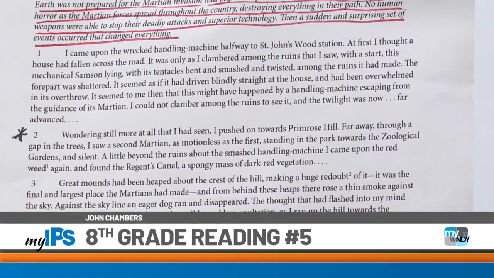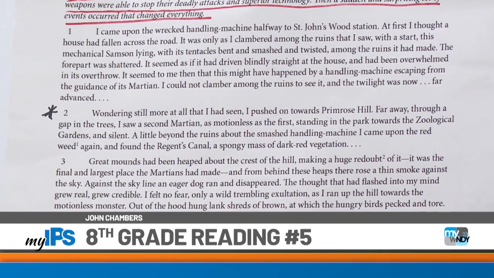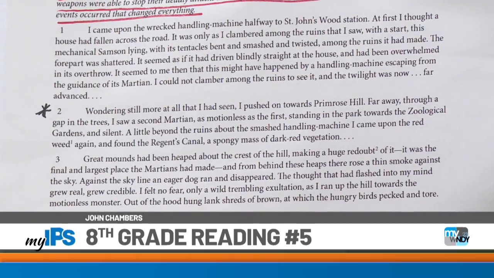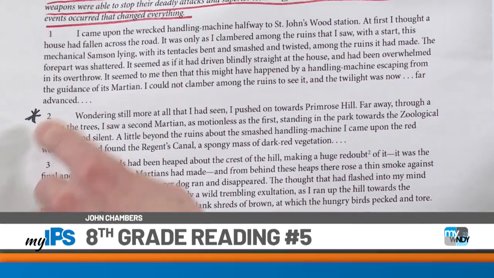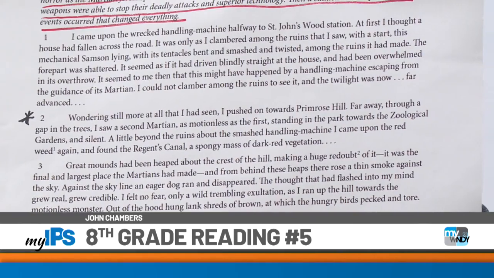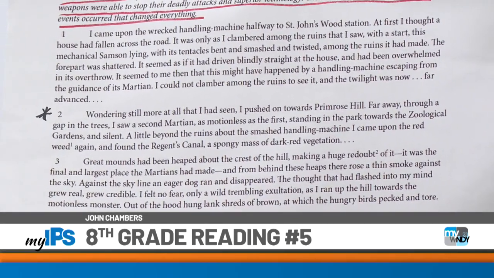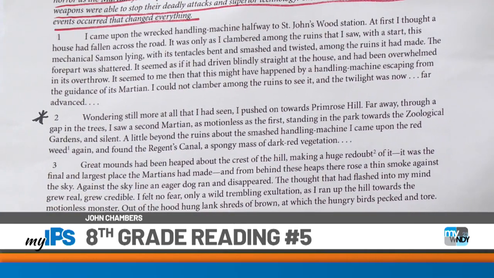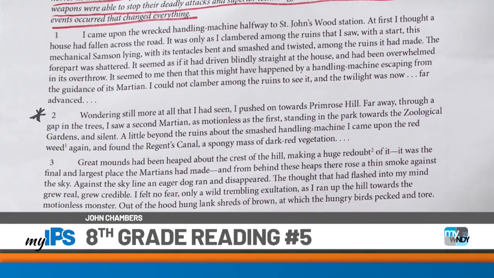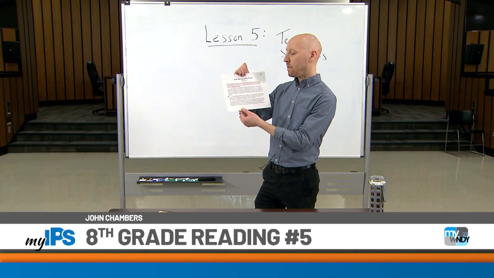It was only as I clambered among the ruins that I saw with a start this mechanical Samson lying with his tentacles bent and smashed and twisted among the ruins it had made. The forepart was shattered. It seemed as if it had driven blindly straight at the house and had been overwhelmed in its overthrow. It seemed to me that this might have happened by a handling machine escaping from the guidance of its Martian. I could not clamber among the ruins to see it, and the twilight was now far advanced."